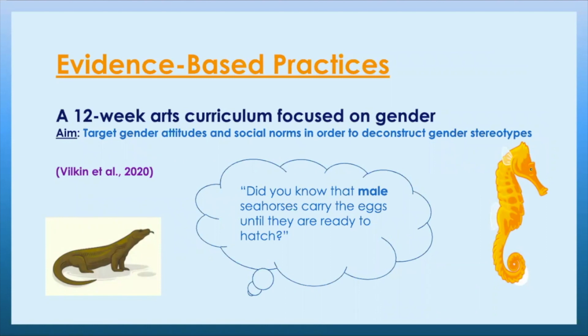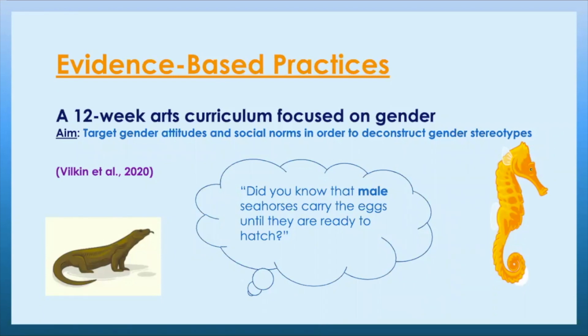The first is a 12-week arts curriculum focused on gender and targeting gender attitudes and social norms. So depending on the age of the children, they partake in several different activities which aim to deconstruct gender stereotypes. For example, kindergarten children learned about animals which had non-binary and gender fluid characteristics, such as the Komodo dragon and the seahorse.